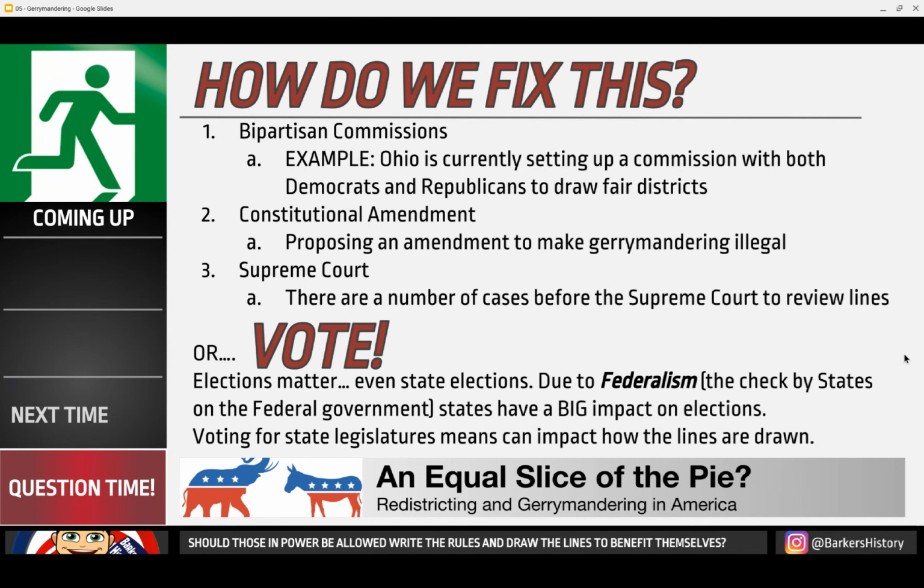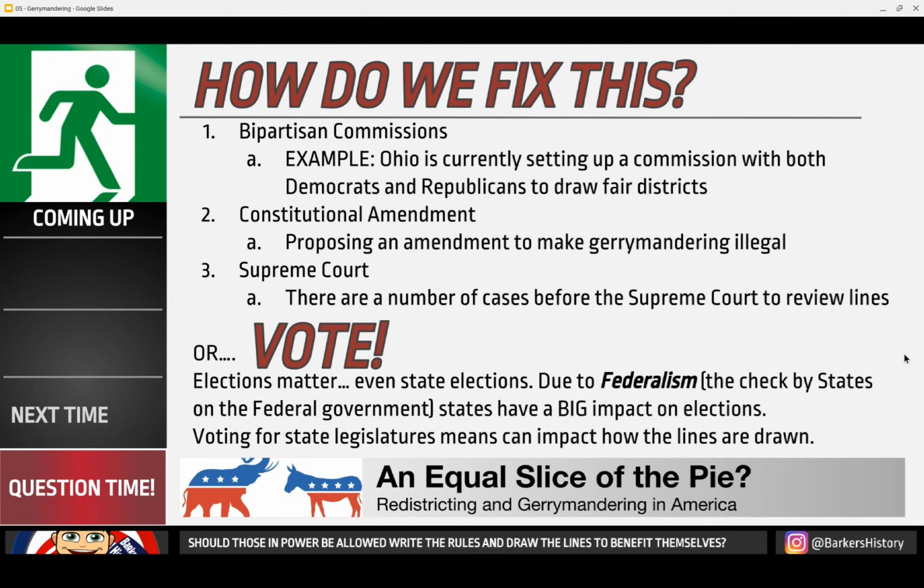One, it's through bipartisan commissions. An example is Ohio actually passed a constitutional amendment that is supposed to create a bipartisan commission where Republicans and Democrats, or liberals and conservatives, actually sit down and draw the lines out to be as fair as possible. And that's working its way slowly through Ohio. It hasn't changed yet. There's some hope that the next census will actually bring about some change. 2, constitutional amendment.